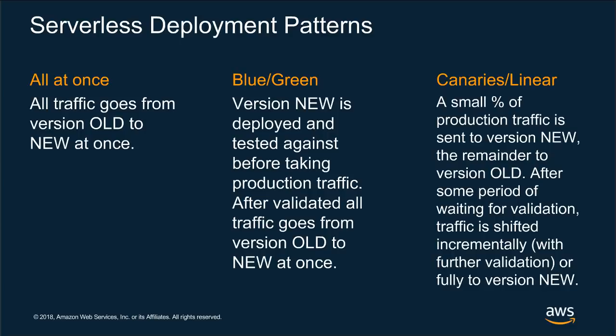That's the canary model. In the linear model, what we're going to do is very similar. We're going to direct a small bit of traffic first, but then we're going to automatically increment the amount of traffic that we send up until 100%. And in this case, as more and more traffic comes in, we might decide, based on an increase in failure rates or suddenly seeing problems, to roll it back or not. So, 3 different patterns again: all at once, blue-green, and then canaries or linear.